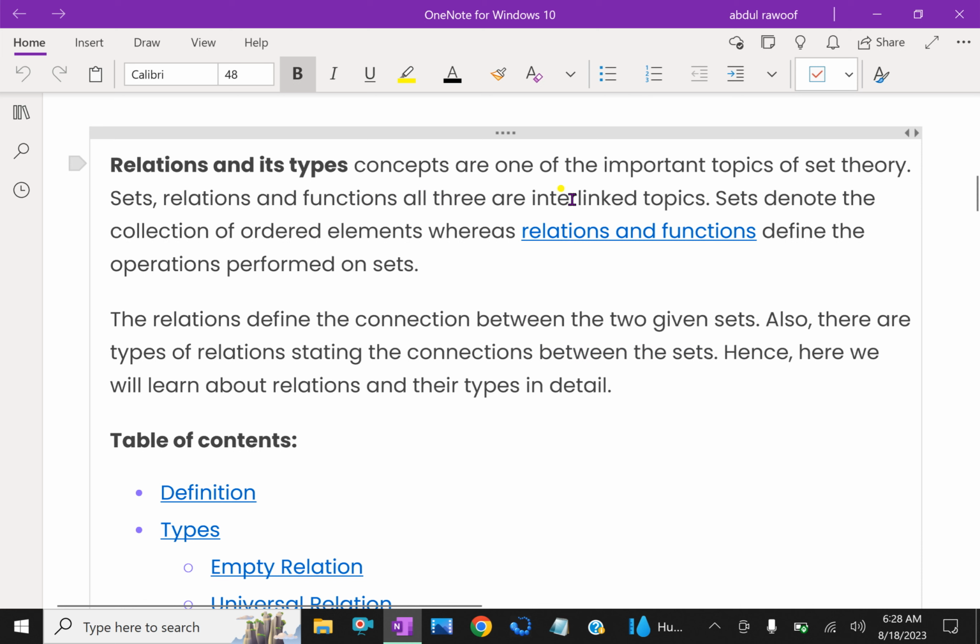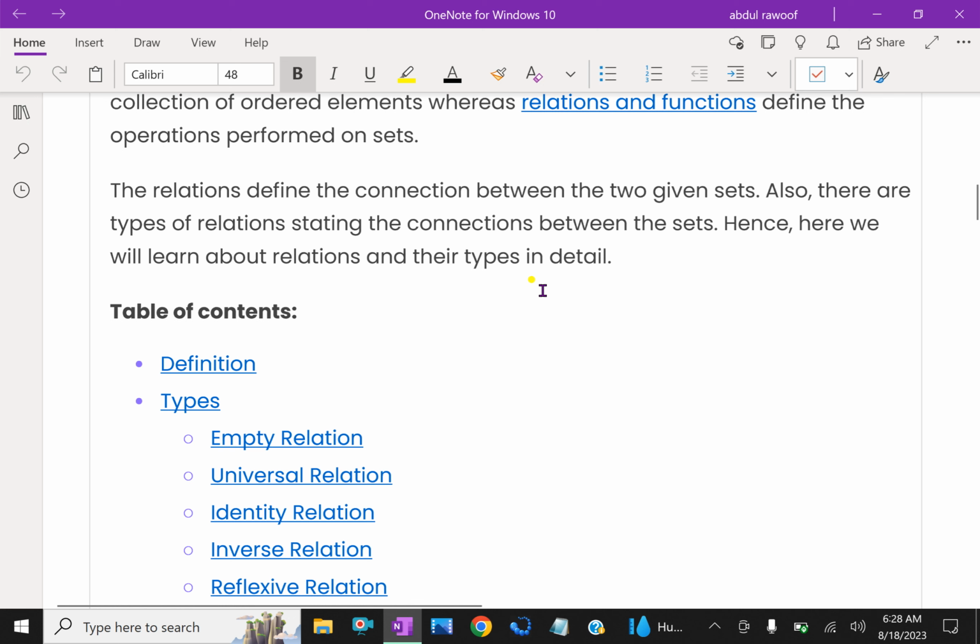Relations are one of the important topics of set theory. Sets, relations, and functions, all three are interlinked topics. The relations define the connection between two given sets. Also, there are types of relations based on the connections between the sets. Hence, here we will learn about relations and their types.